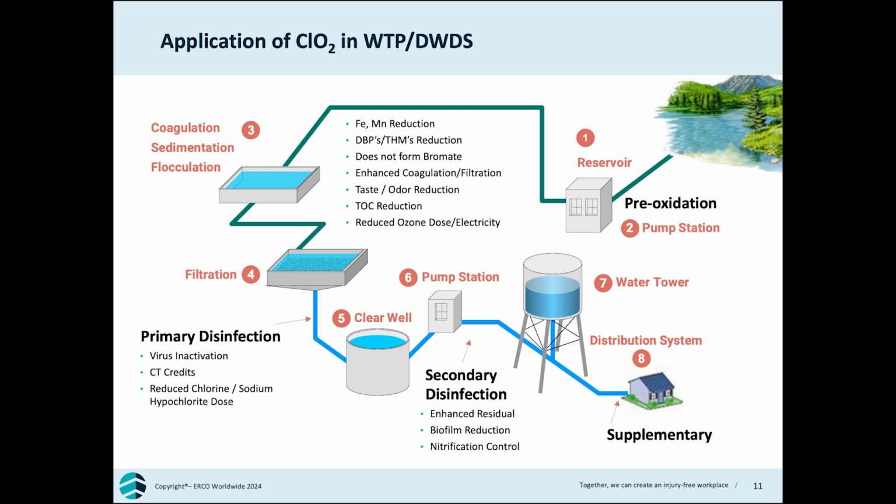In the secondary disinfection zone, the water enters the distribution system where a chlorine dioxide residual can help clean up the distribution system, resulting in a longer lasting residual due to biofilm reduction and nitrification control. It should be noted that in the US, chlorine dioxide is generally not added to the distribution system, but is carried over from the primary disinfection zone. In the supplemental or secondary water treatment zone, such as in industrial, hospitals, and other small applications for potable and processed water disinfection. That concludes my portion of the presentation.